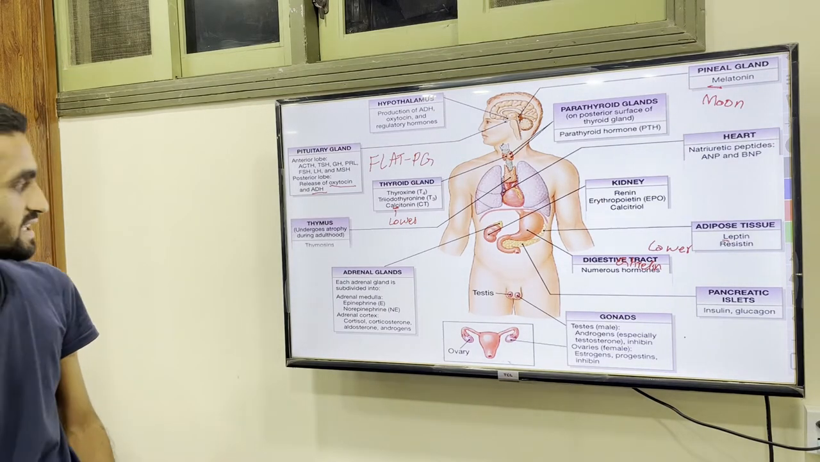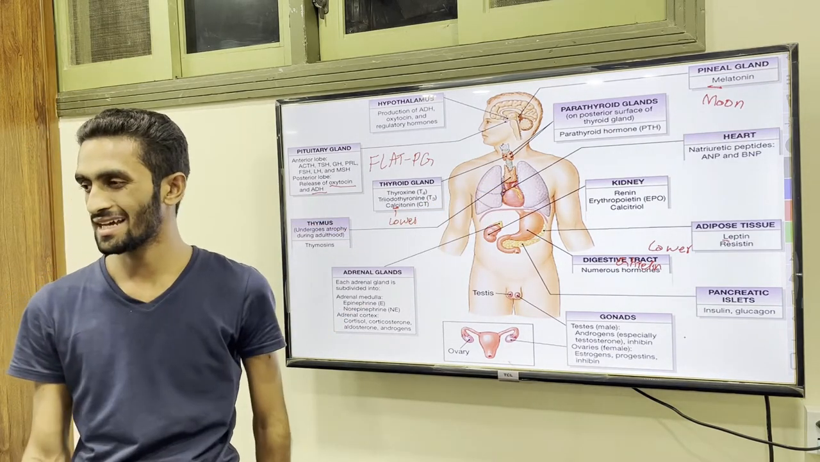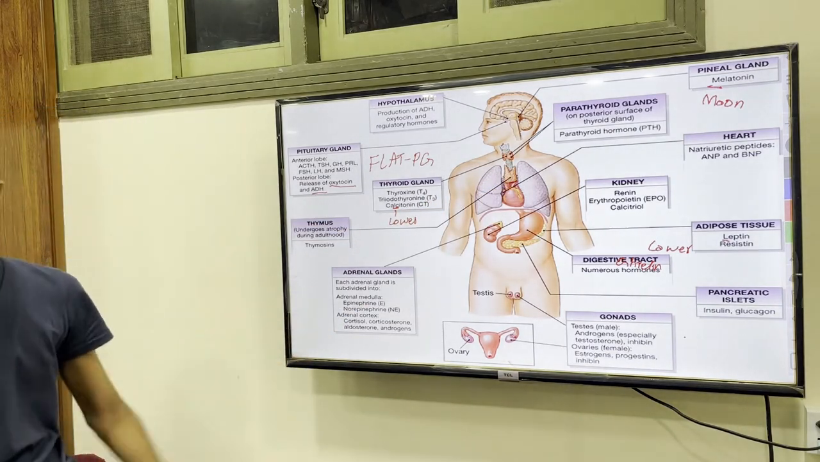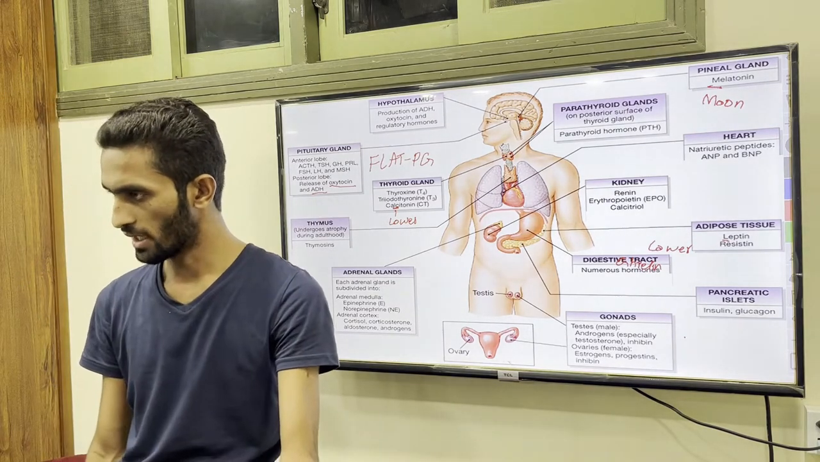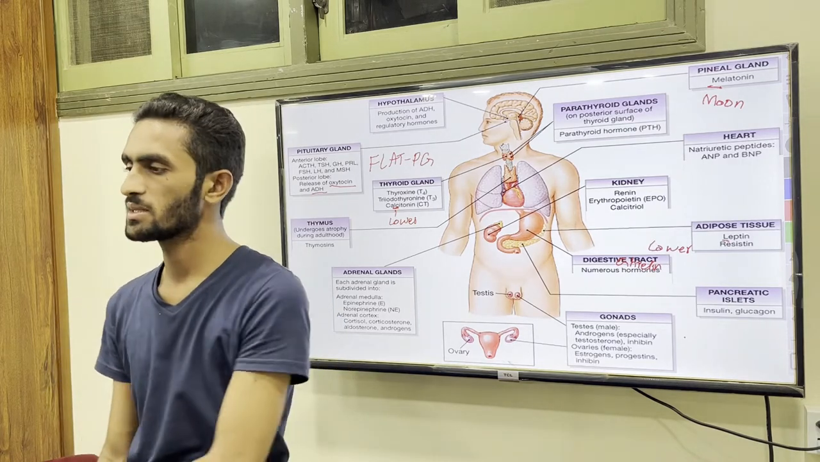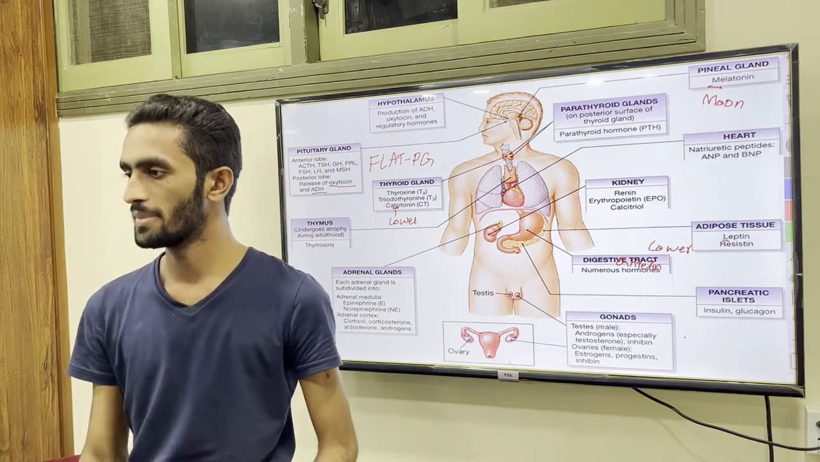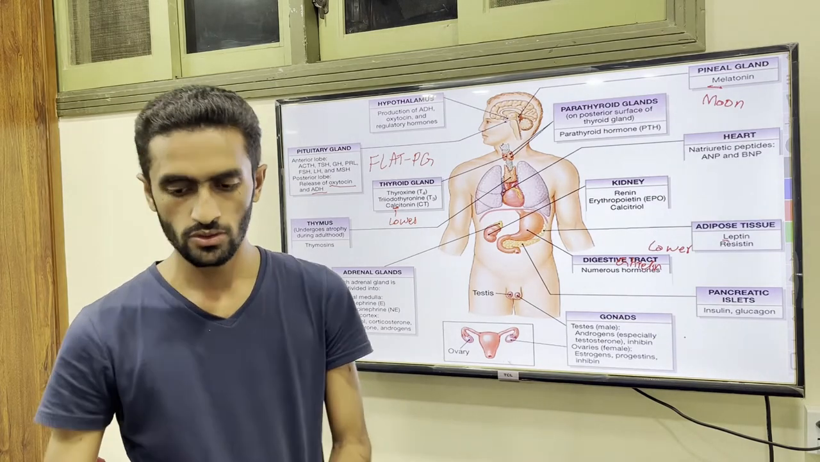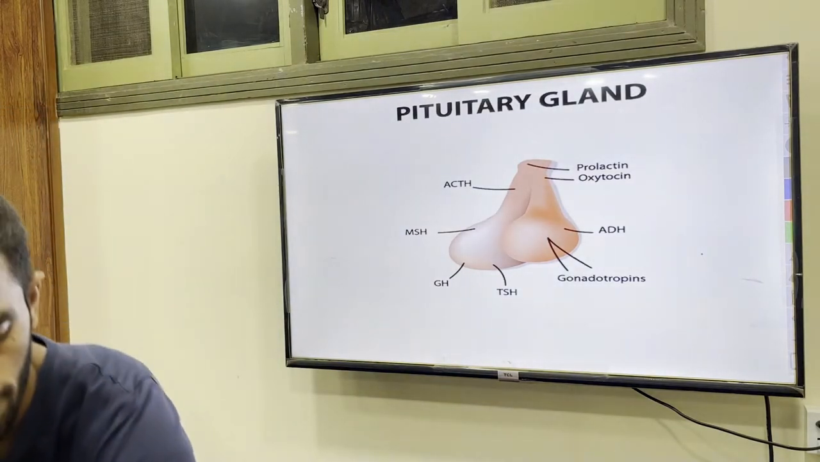And the thymus. So here is your thymus. Thymus secretes the thymosin hormone, which is associated with your immune part. Immune system is a complete discussion, so I am not going to discuss it. Thymosin is associated with your T cell and B cell formation.